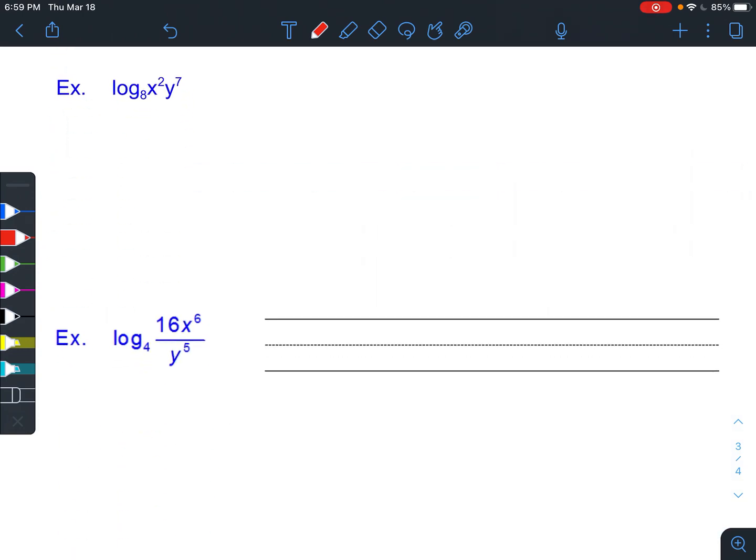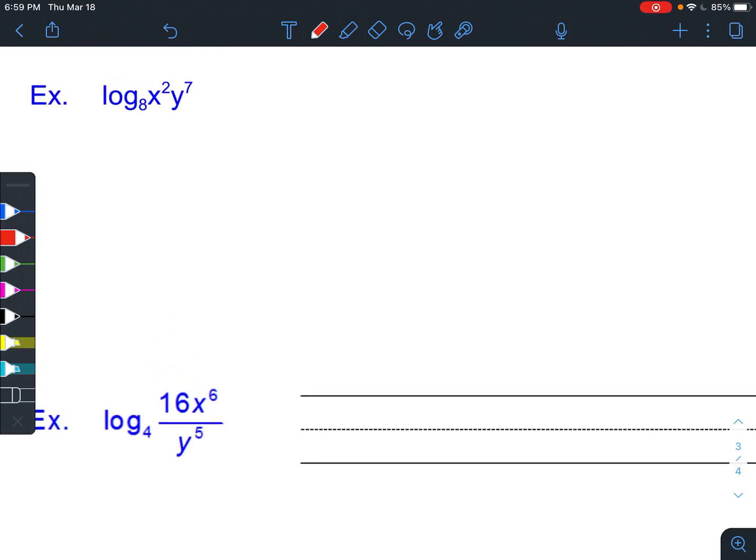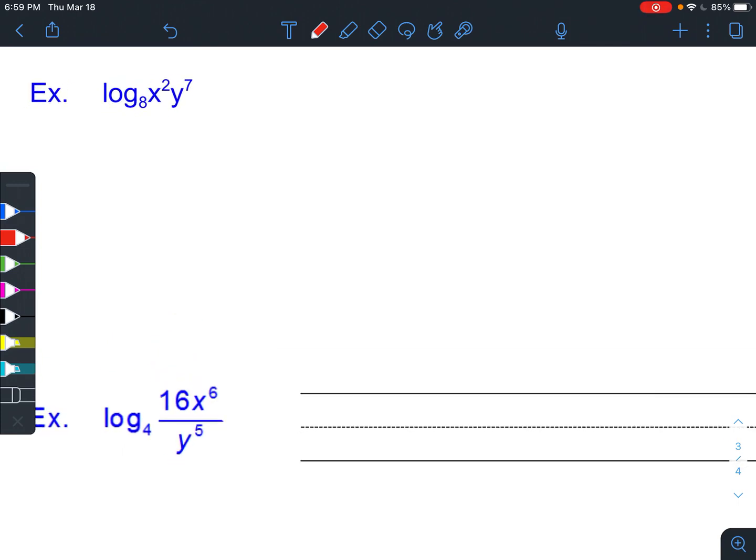All right, so here we go. First one, we've got log base 8 of x to the 2nd, y to the 7th. Now, obviously not a quotient because there's no division there anywhere. So the question is, is this a power or is this a product? Now, you do see exponents, but neither the 2 nor the 7 applies to the expression as a whole. The 7 only applies to the y, and the x only has a 2 on it, for the square. So this is definitely a product.